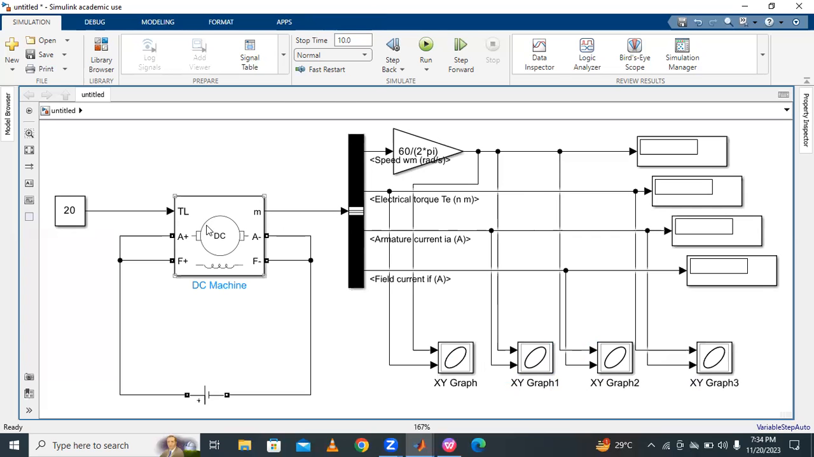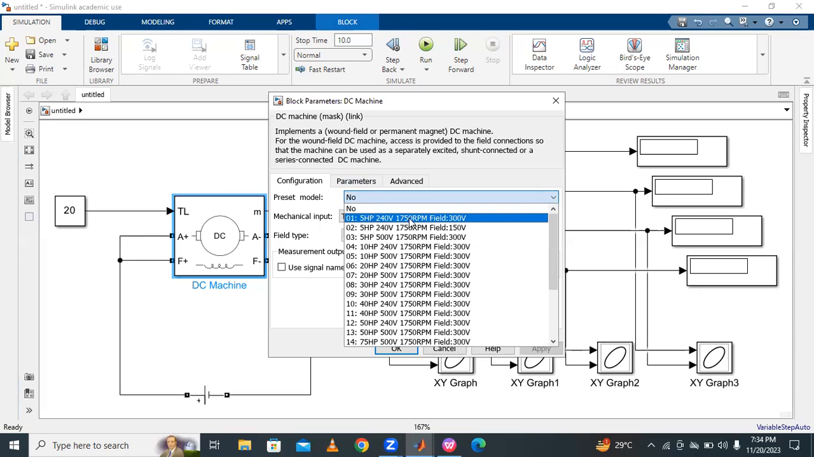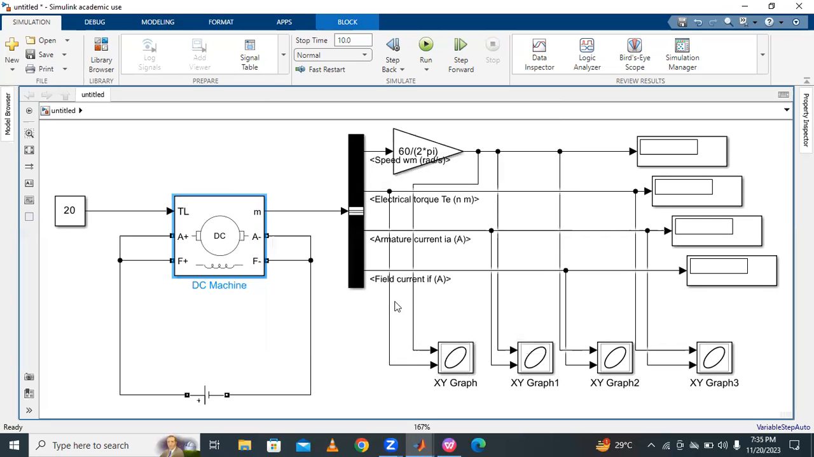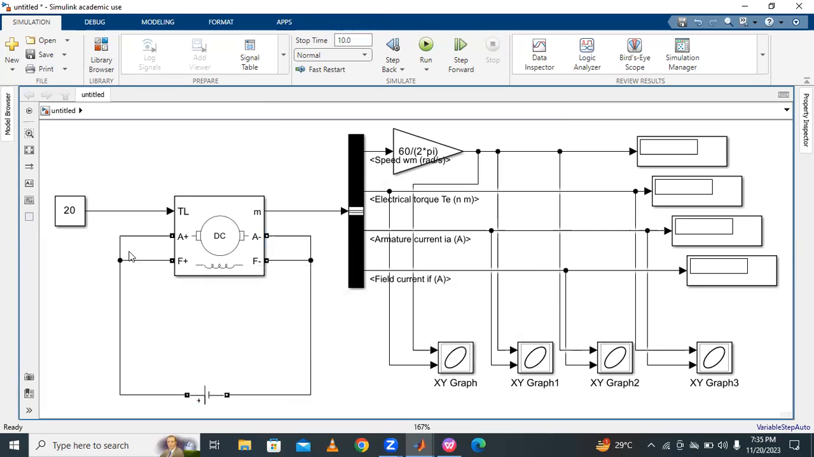Then, what is the motor here? Motor parameters: 5 HP, 240 volts, 1750 RPM, and the field voltage is 300 volts. This is the motor model chosen. Then okay. And then apply a voltage of 220 volts DC. And then the load torque is 20 Newton meters. And these are the displays for speed, torque, armature current, and field current. Okay, and then simulate.